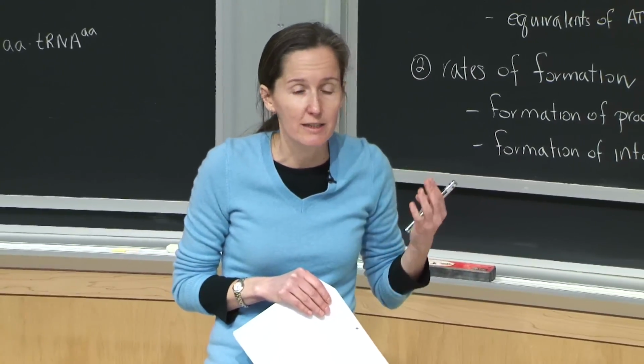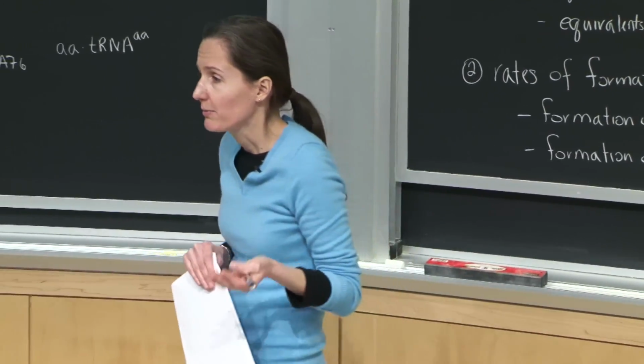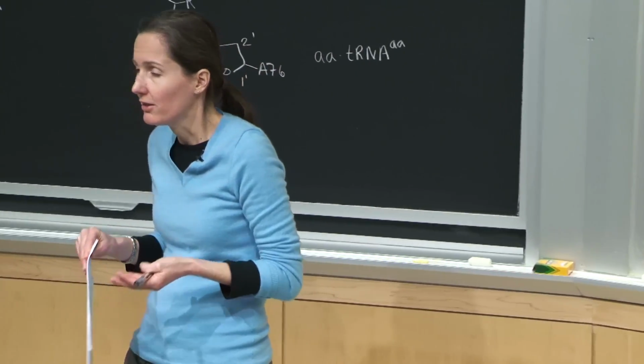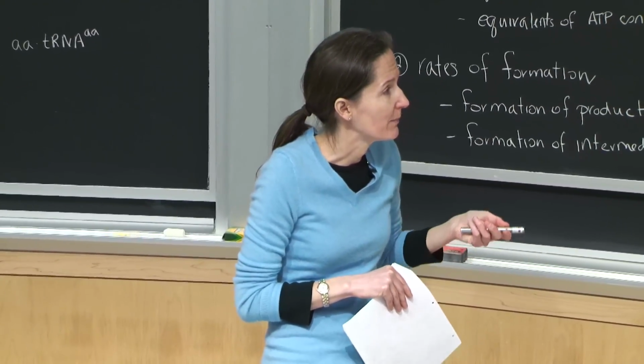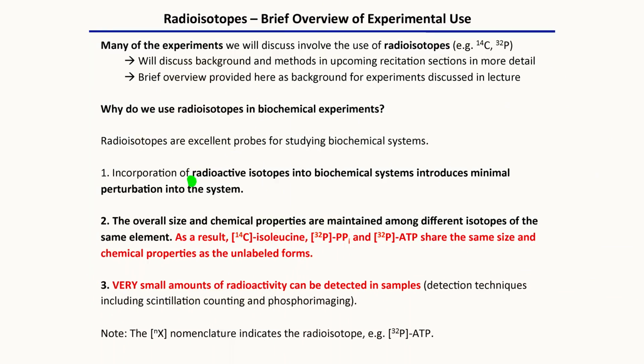So you're not needing to attach a fluorophore, whether it be a small molecule or a protein. You're not modifying the structure of a component of your system. So the overall size and the chemical properties are maintained when you use different isotopes of the same element. Okay, and some of the ones we'll see today are, for instance, C14 labeled isoleucine, P32 labeled ATP. Okay, they have the same chemical properties as the unlabeled forms and same size.